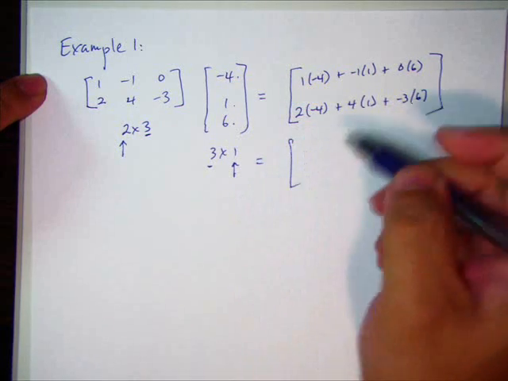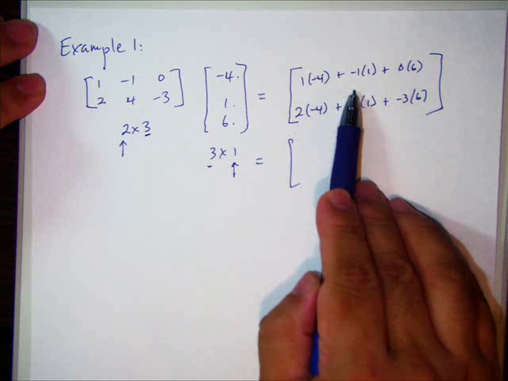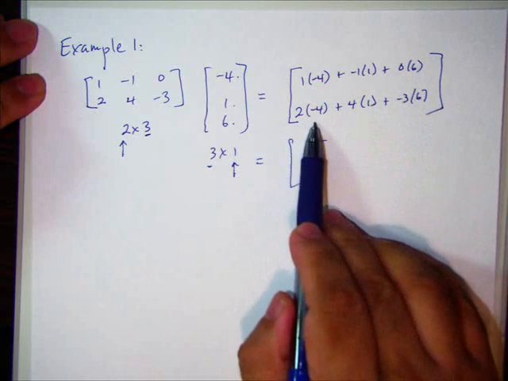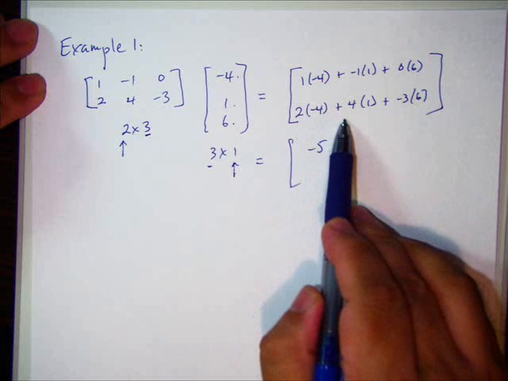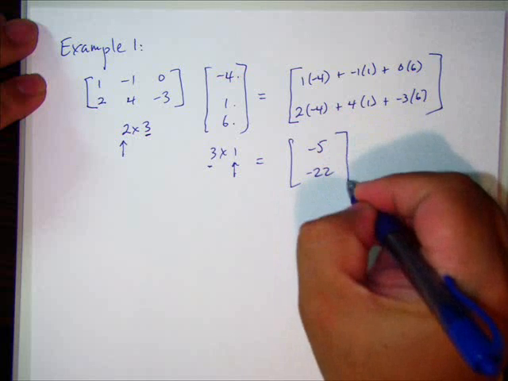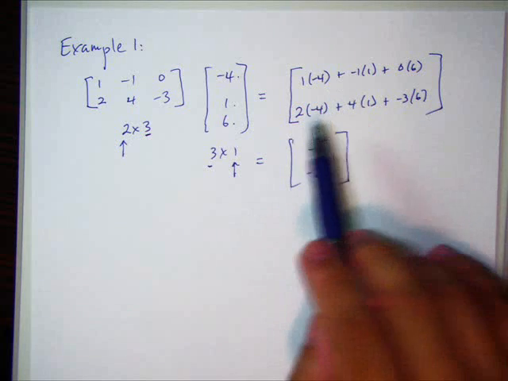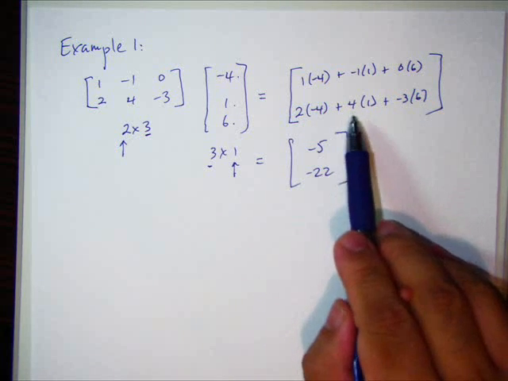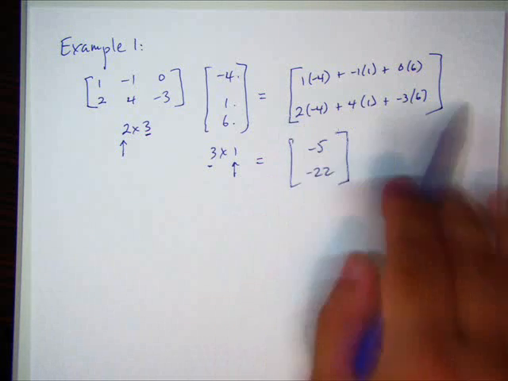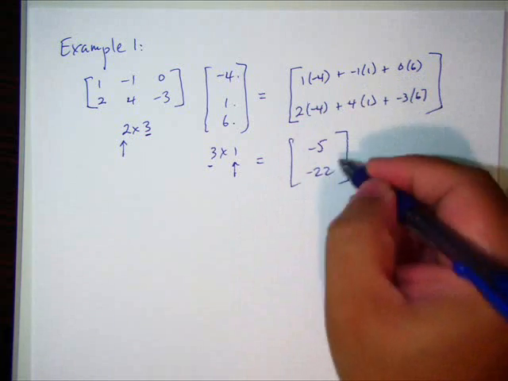Alright. Go ahead and let's simplify this. So that's negative 4 plus negative 1 is negative 5 plus 0 leaves negative 5. 2 times negative 4 is negative 8 plus 4 is negative 4 plus negative 18 makes negative 22. If you got lost in there, just pause the video and go back and check the numbers out. Oh, I get lost in those big numbers myself. Alright, that's example 1. That's my answer. This is the product.